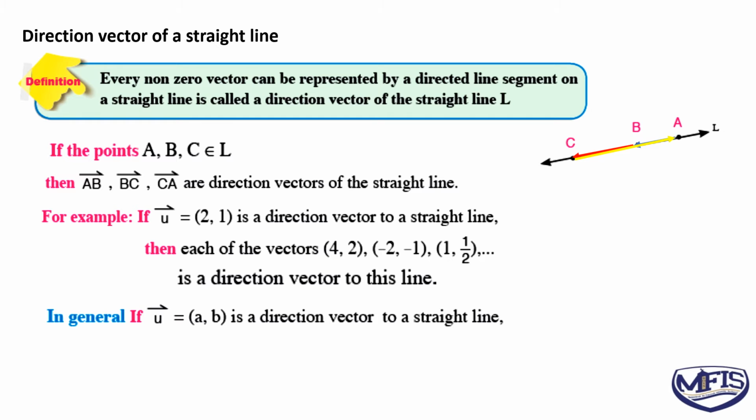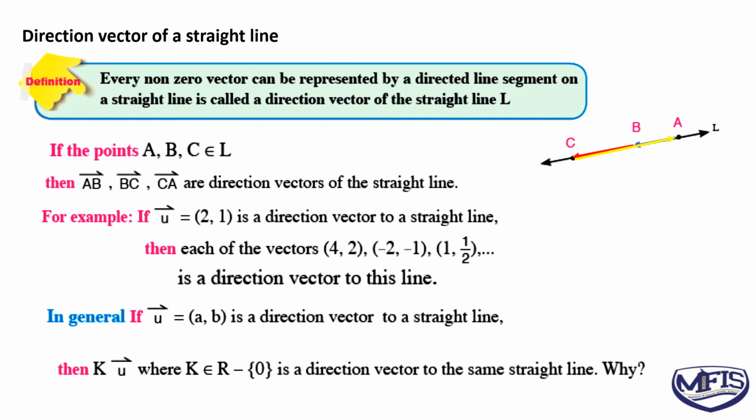In general, if u equals the ordered pair (a, b) is a direction vector to a straight line, then k times the vector u, where k belongs to R except 0, is a direction vector to the same straight line. As we said before, in vectors we can represent any vector by an infinite number of vectors parallel to this vector, by multiplying this vector by a scalar quantity like k, where k belongs to R except 0.